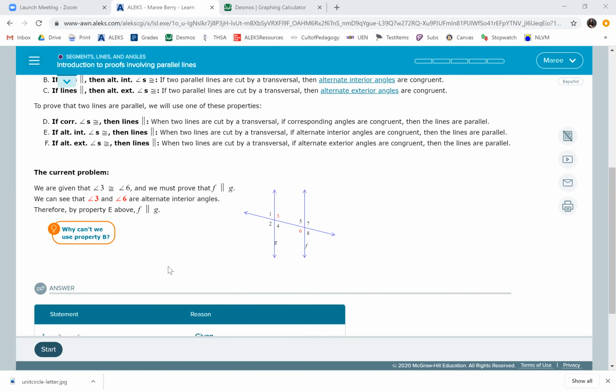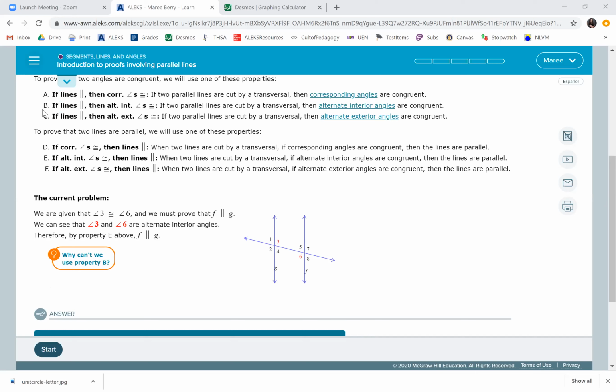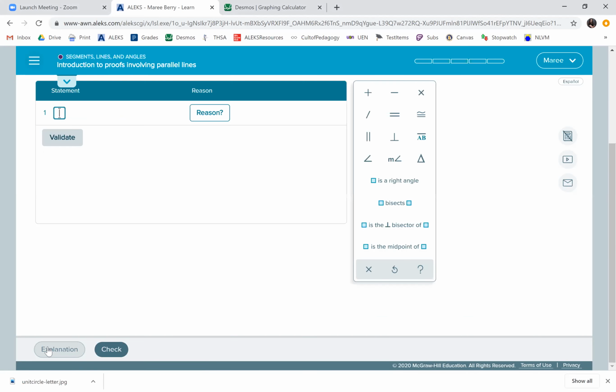So in this particular problem, if angle 3 is congruent to angle 6, those are alternate interior angles. Since they are congruent, the lines will be parallel. So we'll use this property E above. We can't use B because we didn't know the lines were parallel to begin with. That's what we're trying to prove. So we'll take a look at what this question's asking.